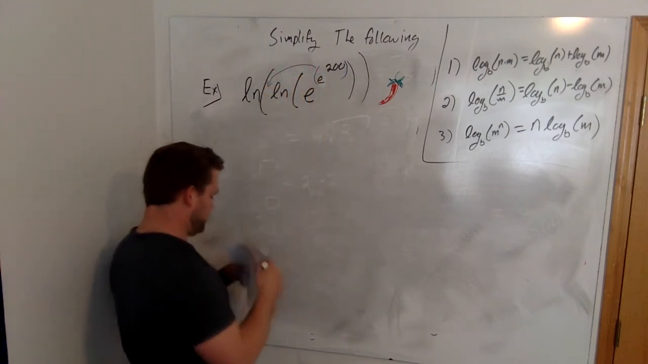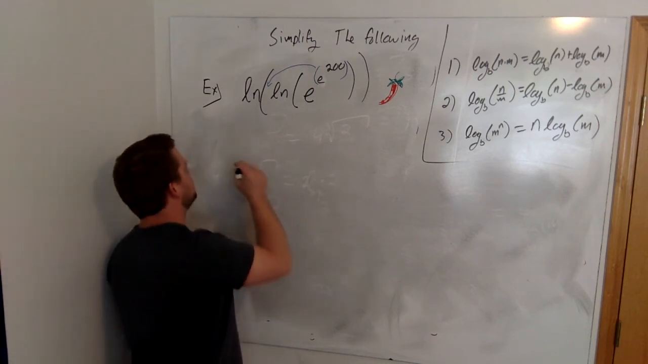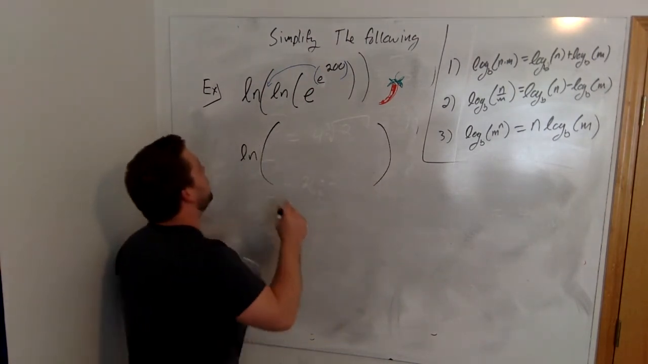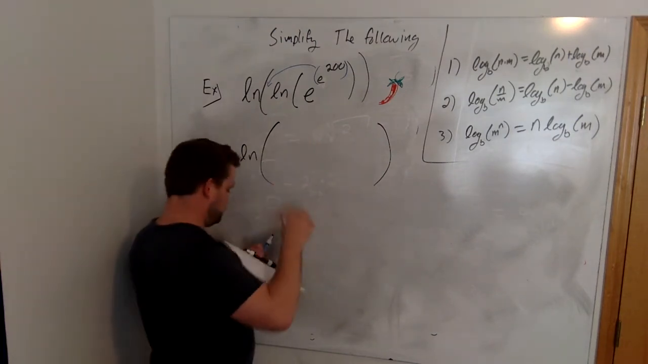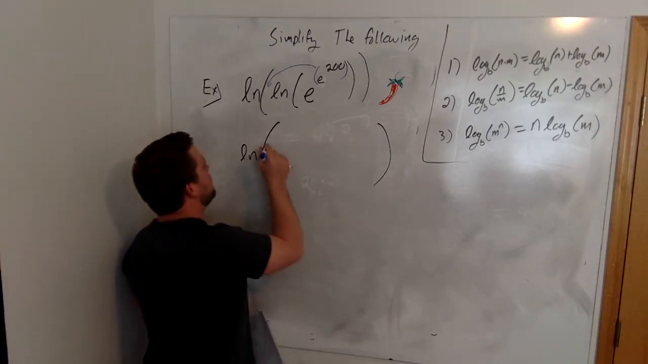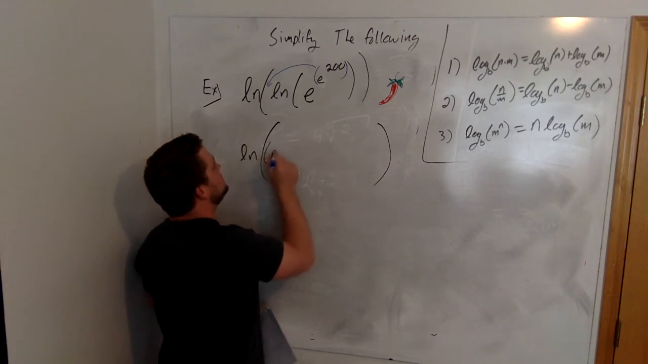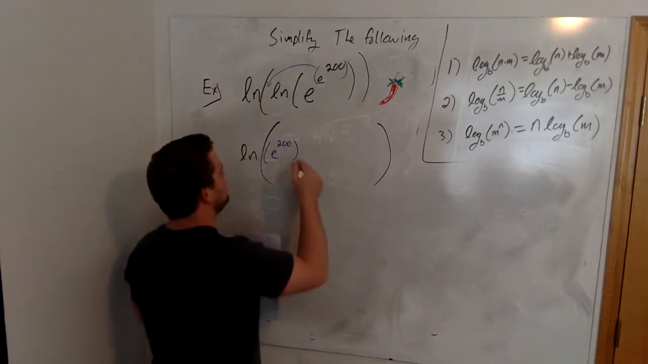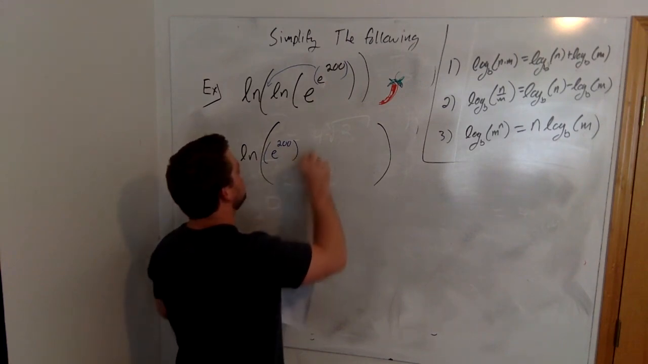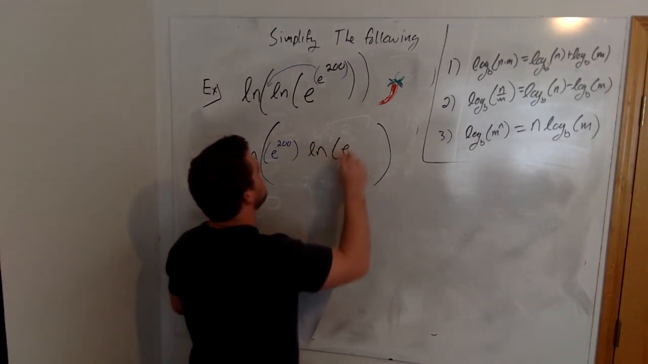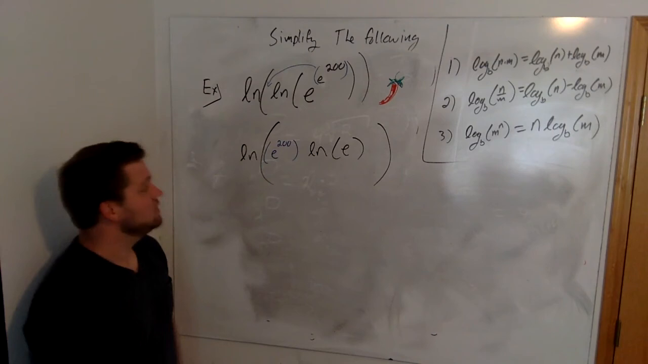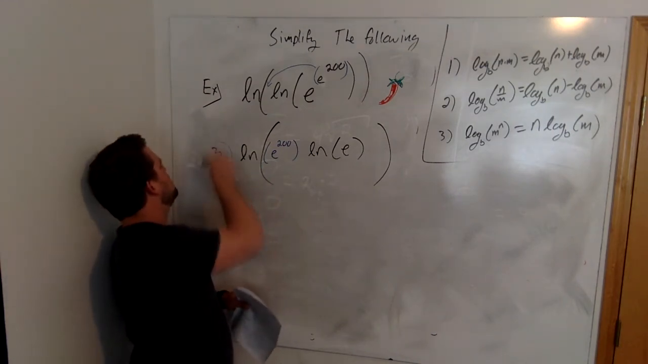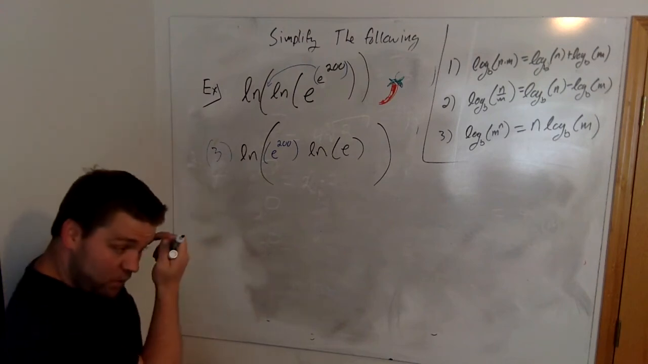So this would be equivalent to the natural log of, maybe I'll write it in blue, e to the 200, which we brought down, and we still have the natural log of e. Okay, so that was log rule 3. Now what can we do here?